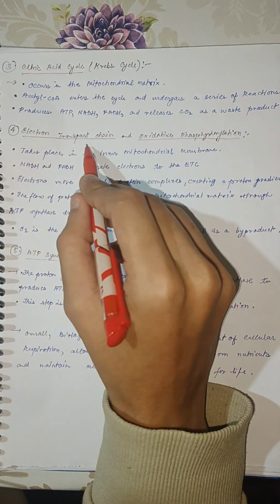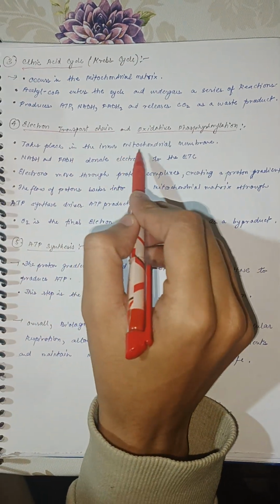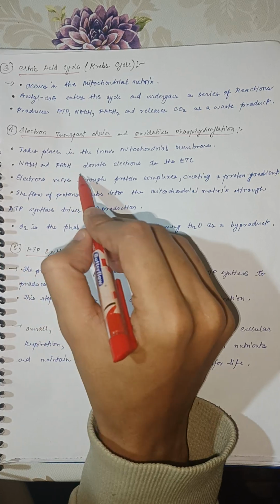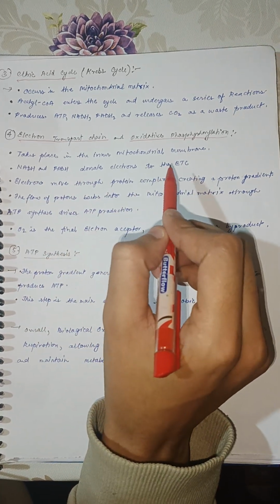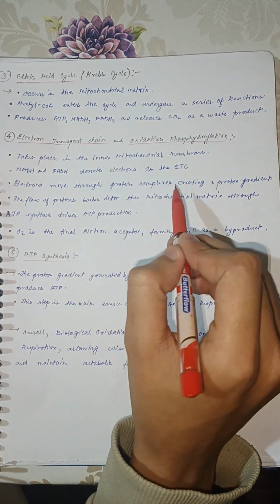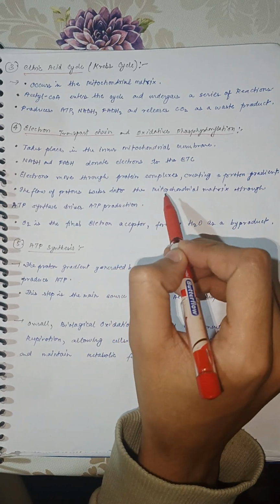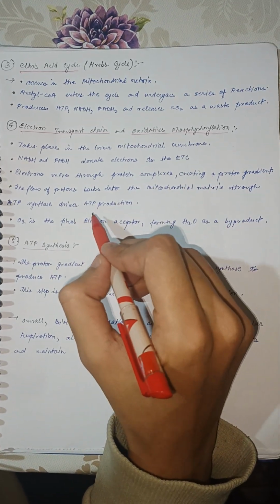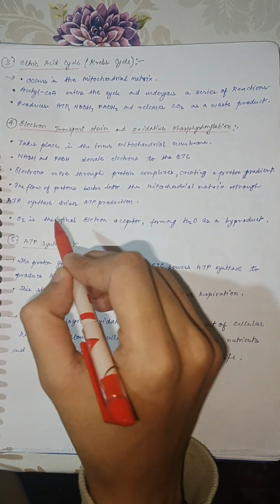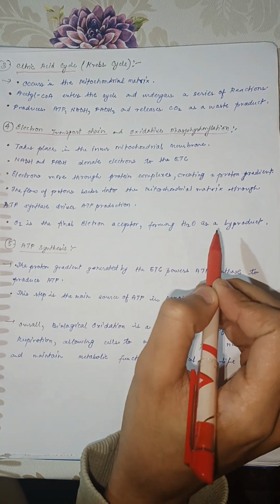Fourth one is the electron transport chain and oxidative phosphorylation. It takes place in the inner mitochondrial membrane. NADH and FADH2 donate electrons to the electron transport chain. Electrons move through protein complexes, creating a proton gradient. The flow of protons back into the mitochondrial matrix through ATP synthase drives ATP production. Oxygen is the final electron acceptor, forming water as a byproduct.